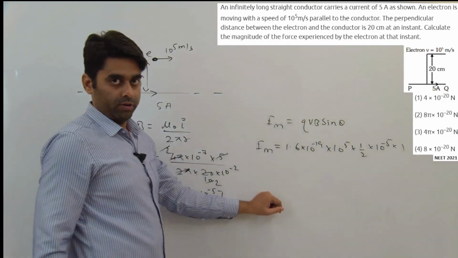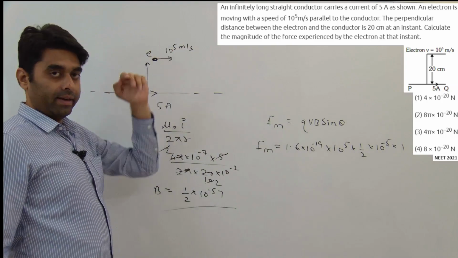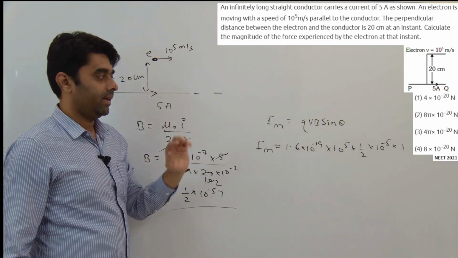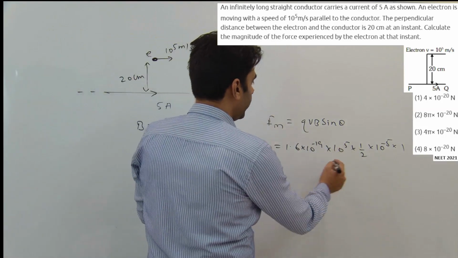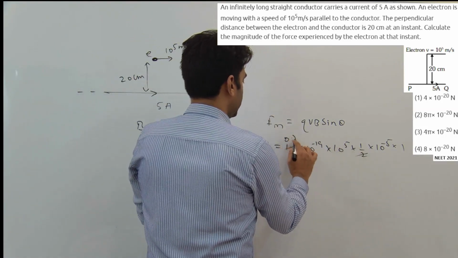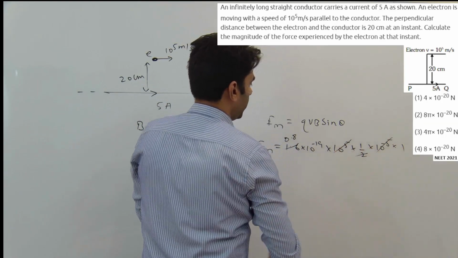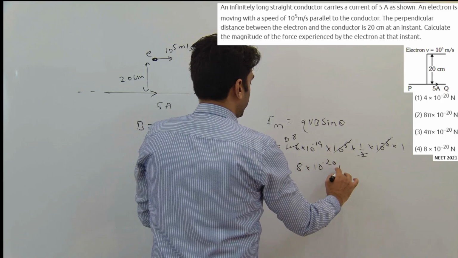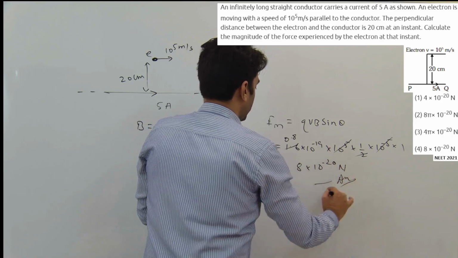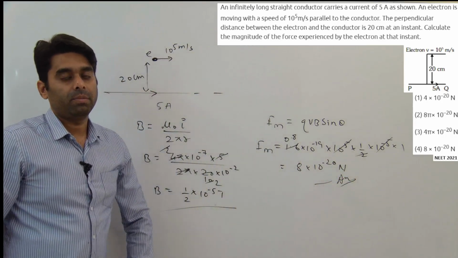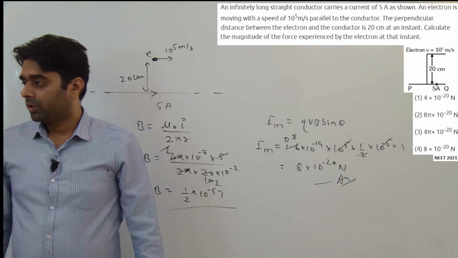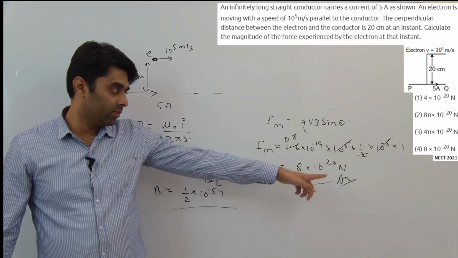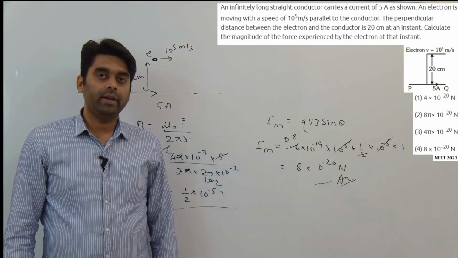I hope this point is okay. Outward magnetic field, positive x direction velocity. So angle between them is 90, sine 90 is 1. So if we simplify it, it becomes 0.8 into 10 power 5 into 10 power minus 5. This comes out 8 into 10 power minus 20 Newton. So force on electron is 8 into 10 power minus 20 Newton. Which option we have over here? Option number 4. Option number 4 is our correct answer, right? Let's move ahead.